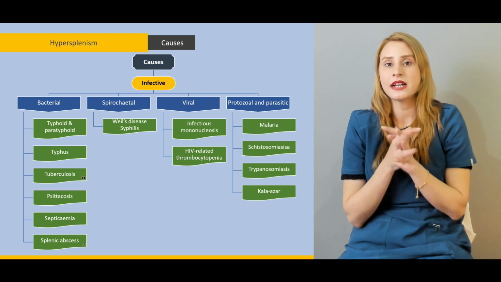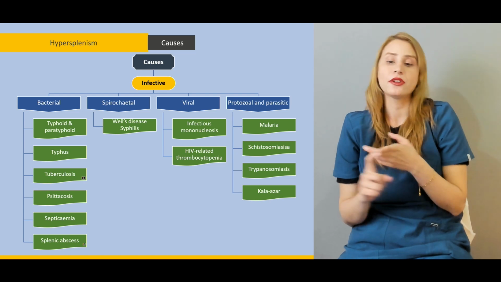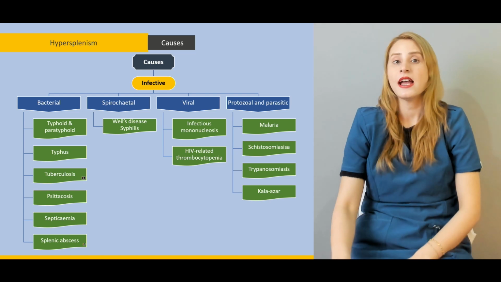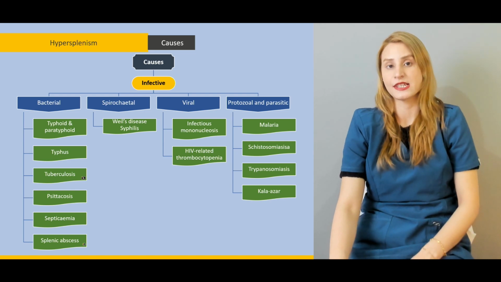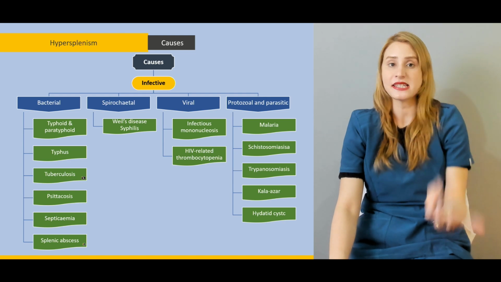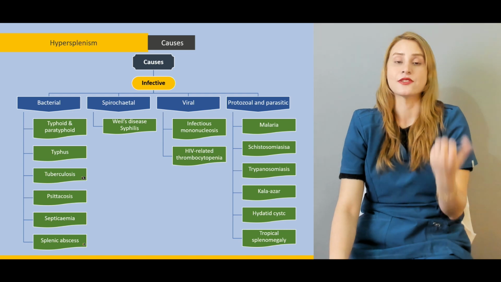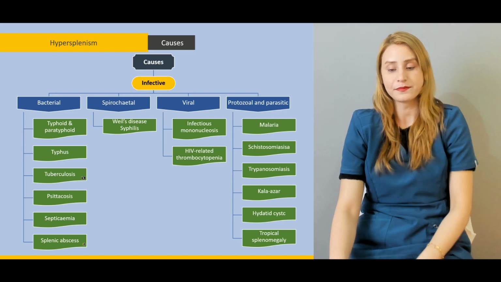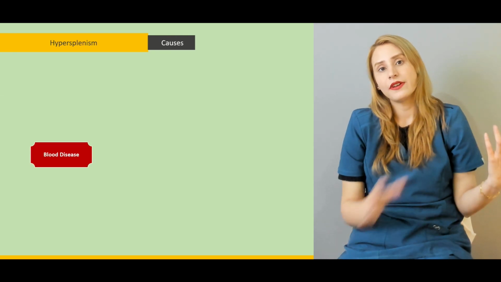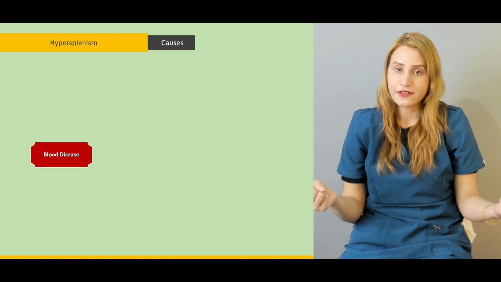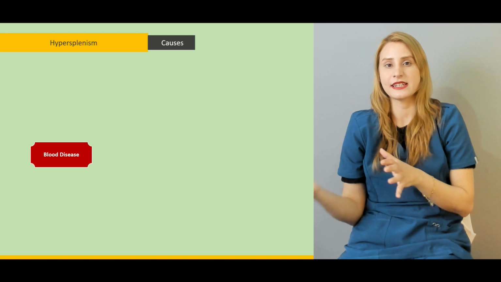But if we talk about massive enlargement of the spleen, remember infectious mononucleosis, schistosomiasis, and leishmaniasis, or some myeloproliferative disorders, they can lead to massive enlargement of the spleen, or it can be hydatid disease, or you can say hydatid cyst, or tropical splenomegaly as well.